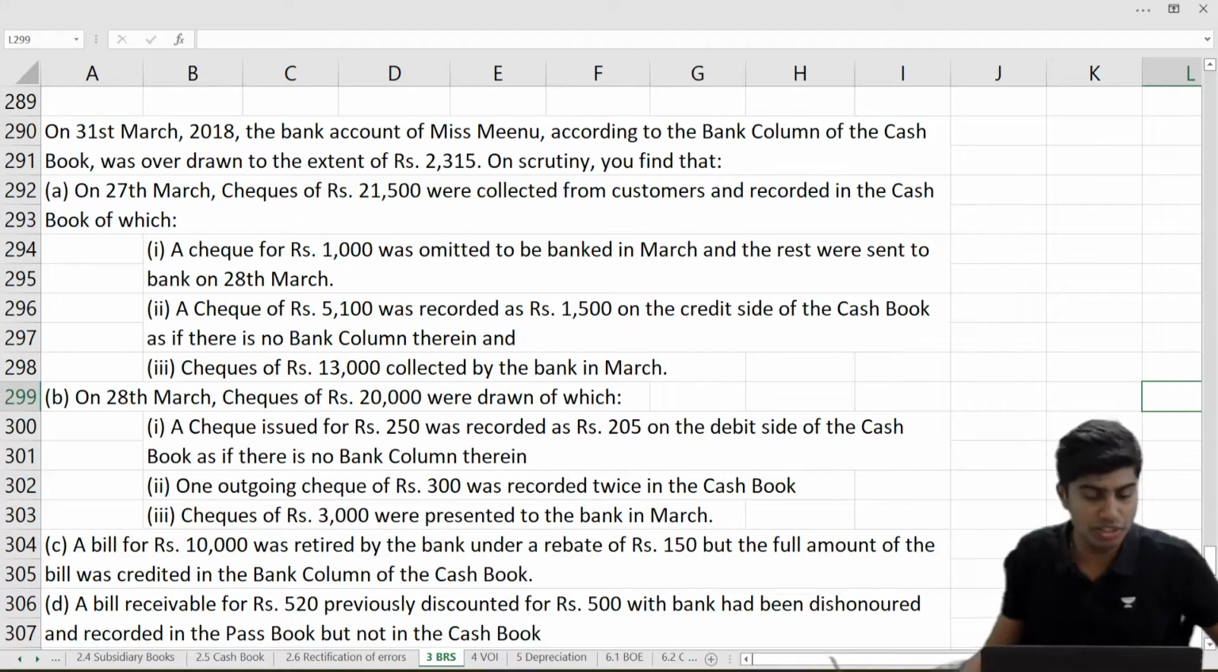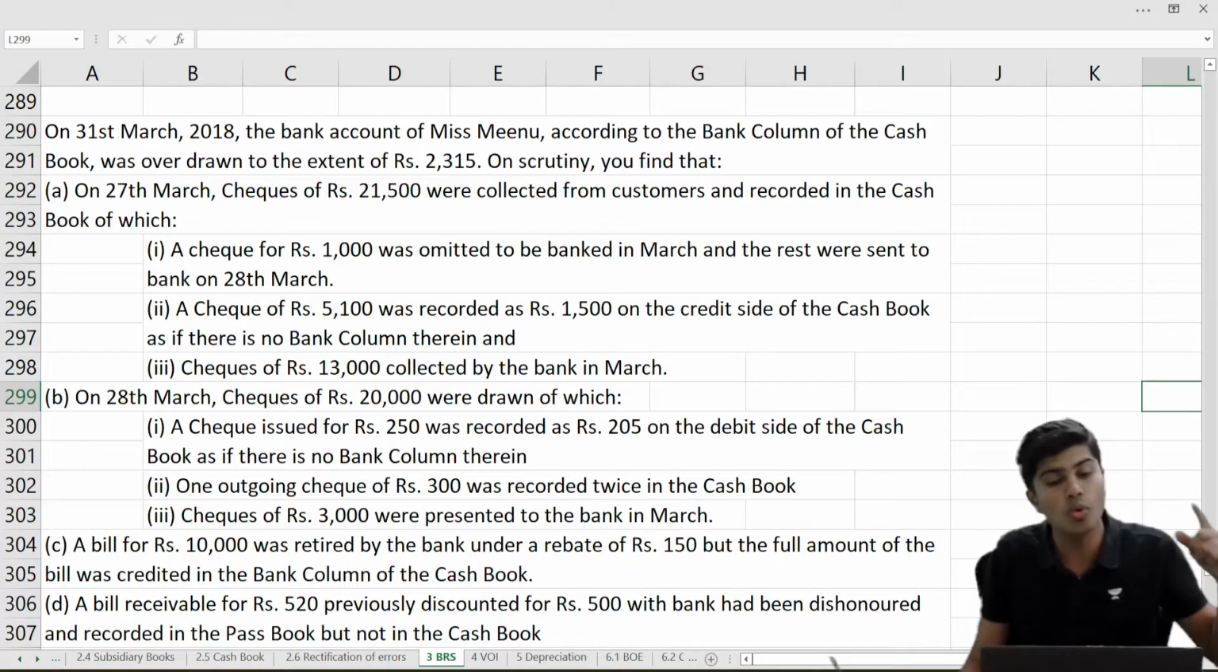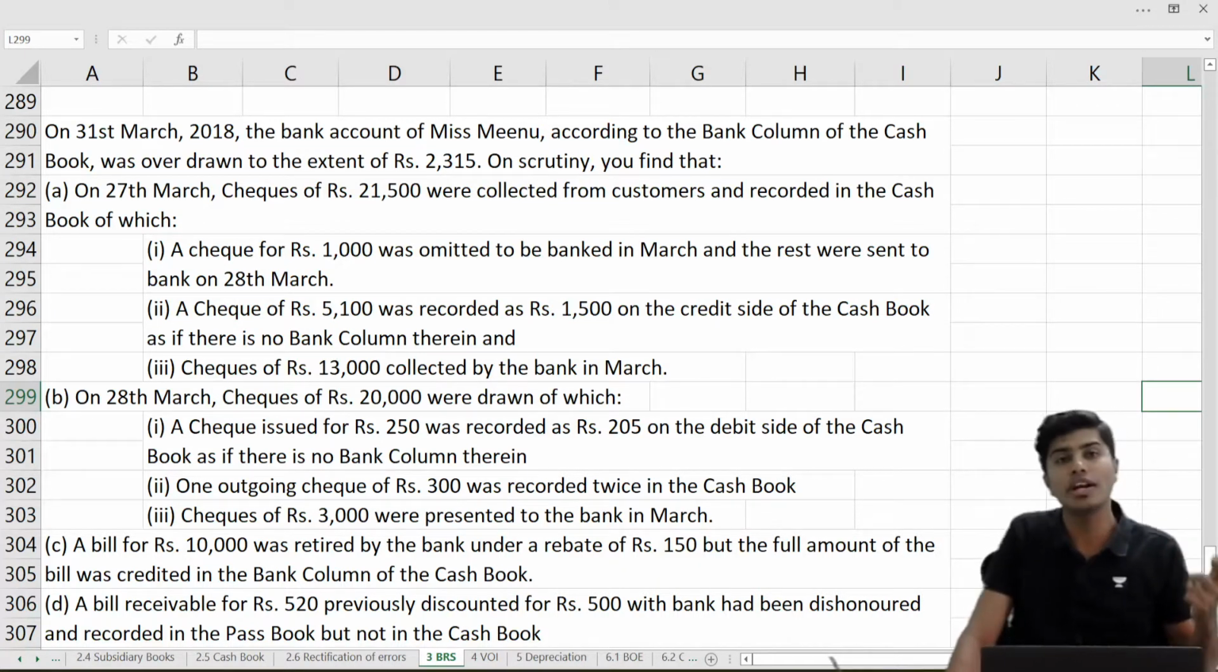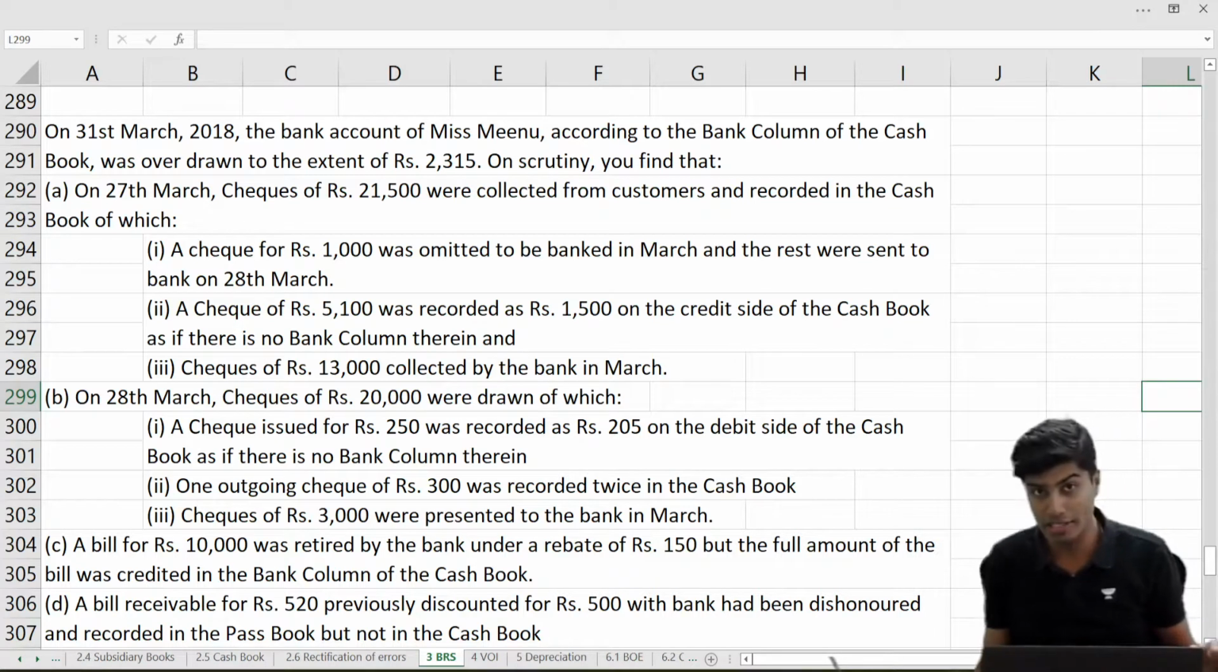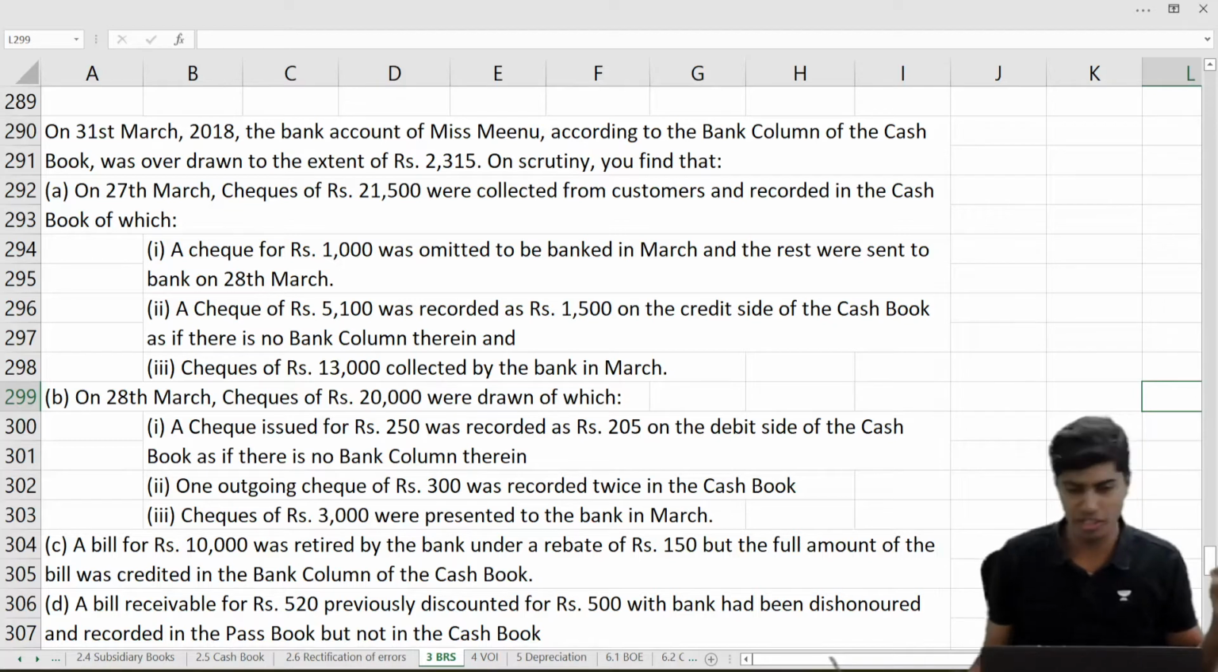So here is the question. On 31st of March 2018, the bank account of Miss Meenu, according to the bank column of cash book, was overdrawn by 2315. So in the cash book there is an overdraft of 2315, a negative balance, so it's a liability, and this liability will be written on the credit side in the bank account, meaning cash account. You get it? If it was a positive balance, I would have started on the debit side.